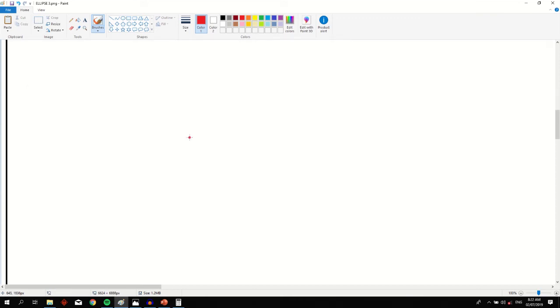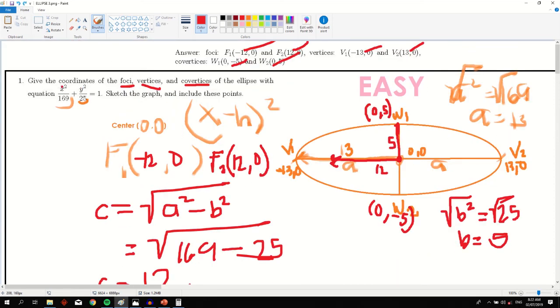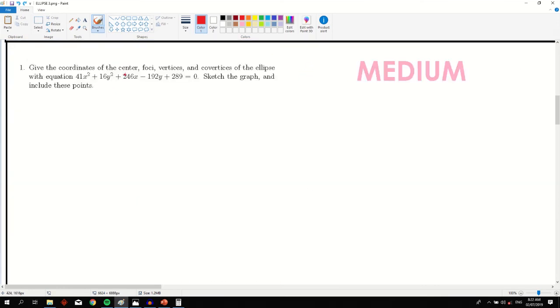Okay, so why do I call this medium? Because it is in the general form. So it is more difficult compared to this one, the standard equation already. So here, what we will do is complete the square. We will arrange it first. So 41x squared, plus 246x.